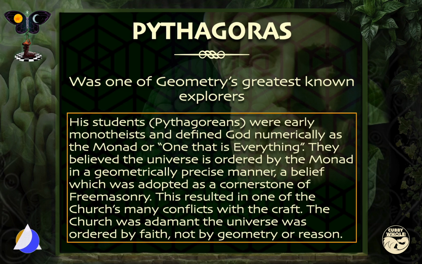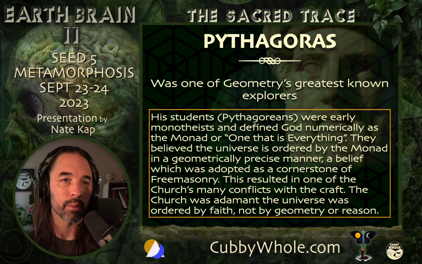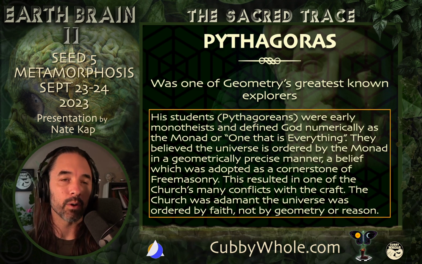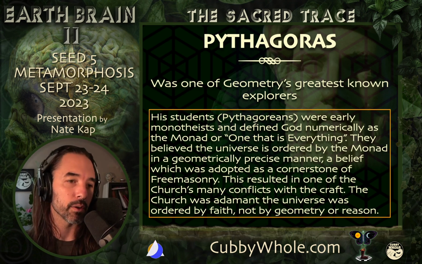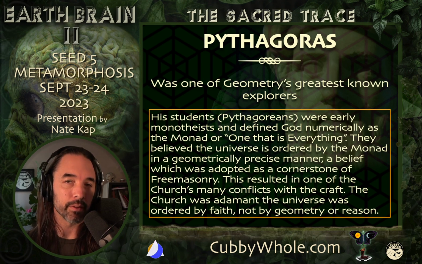And the church was adamant that the universe was ordered by faith, not by geometry or reason. This is talking about the Vatican or the Catholic Church, of course, because they don't want people to actually think for themselves and use logic or reason, or to see their true connection to the universe, because then the church would lose its power and people would actually be more free, and there wouldn't be so much war and conflict in the world. But that's only a piece of the whole puzzle of war.